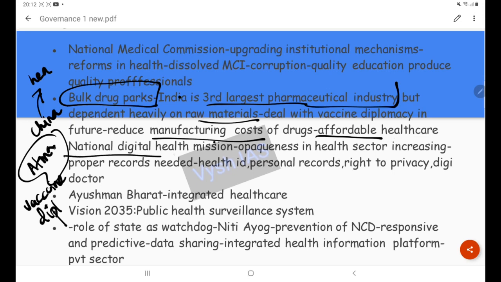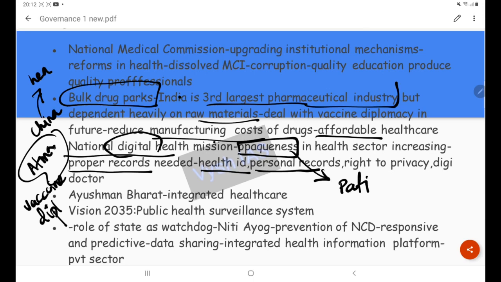Then National Digital Health Mission. Whenever we are digitalizing the records, it actually dilutes the opaqueness. It ensures transparency. Okay, so this is also in line with the Patients' Rights Charter, patients' rights. Then it enhances systematic healthcare delivery. It has the health ID, personal records, right to privacy, DigiDoctor. All these things are being ensured in a systematic manner.